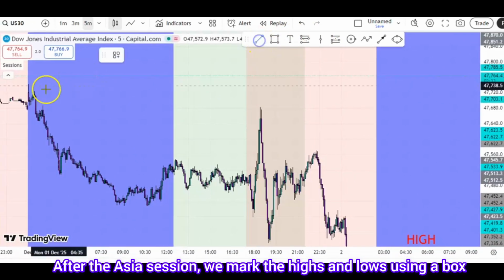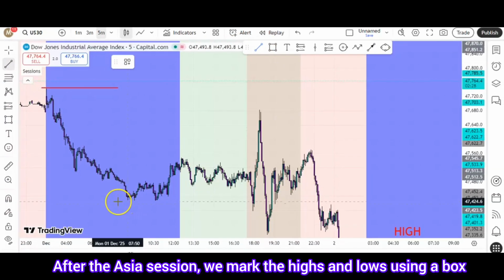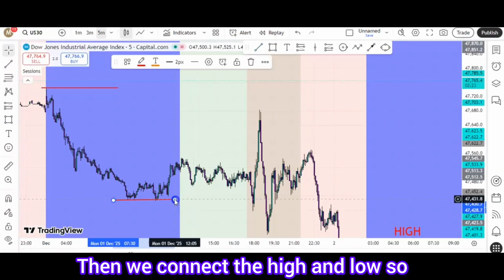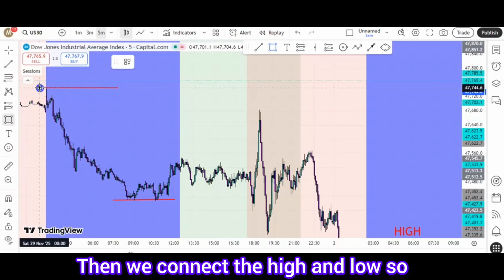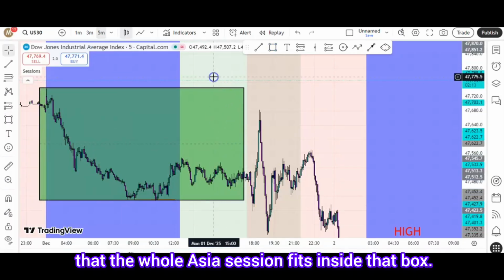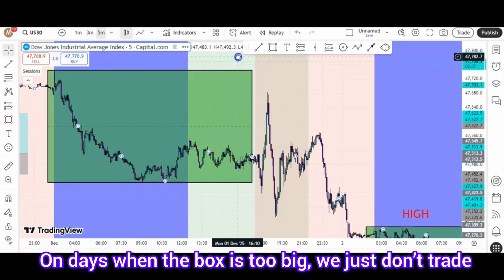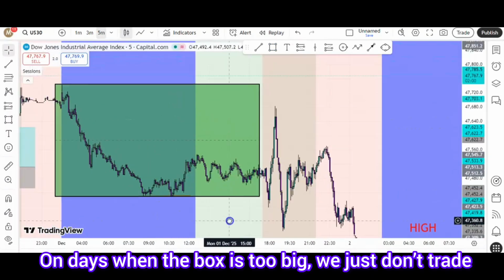After the Asia session, we mark the highs and lows using a box. Then we connect the high and low so that the whole Asia session fits inside the box. On days when the box is too big, we just don't trade.